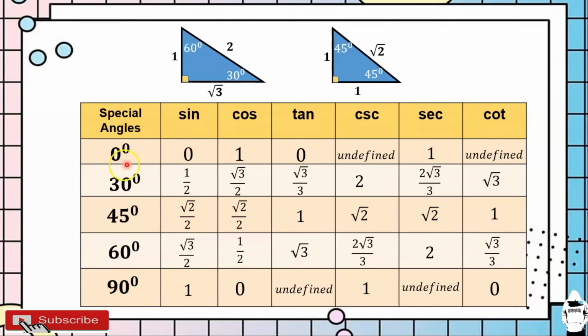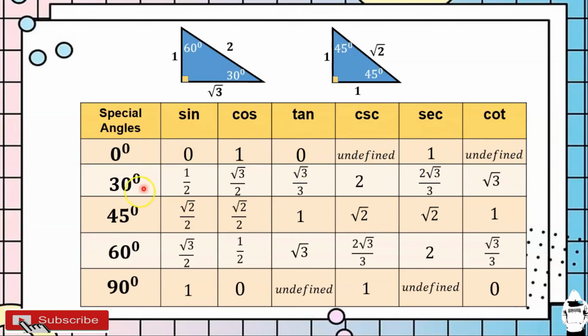Sine ng 0, that is 0. Cosine ng 0 degree, that is 1. Tangent ng 0, that is 0. Cosecant ng 0 degree, that is undefined. Secant ng 0, that is 1. Cotangent ng 0 degree, that is undefined.